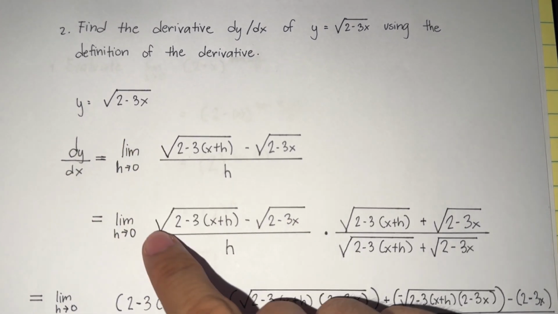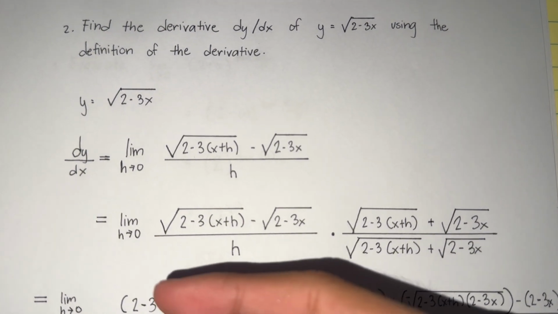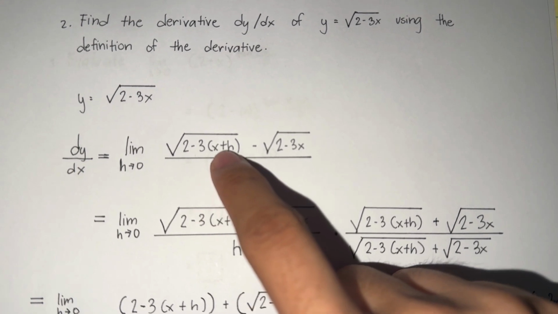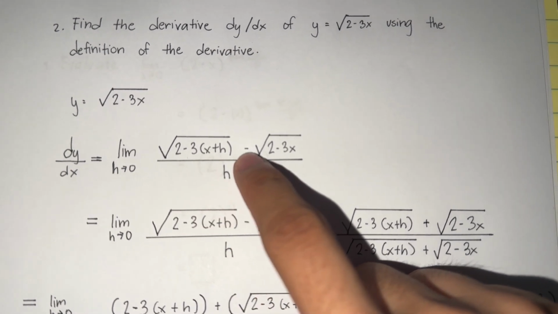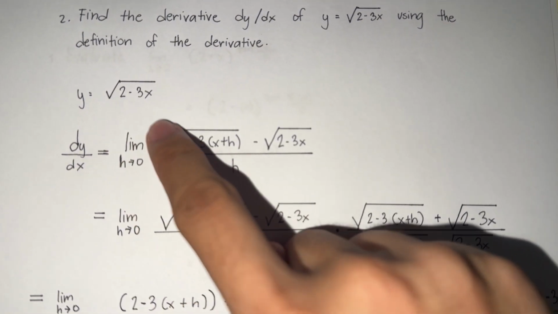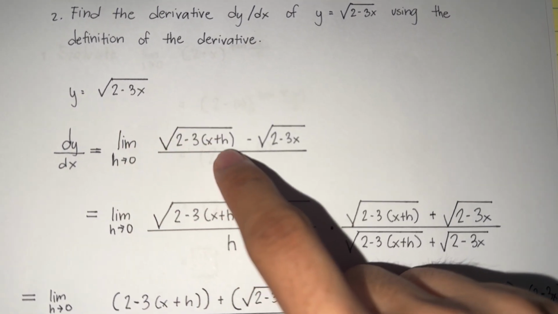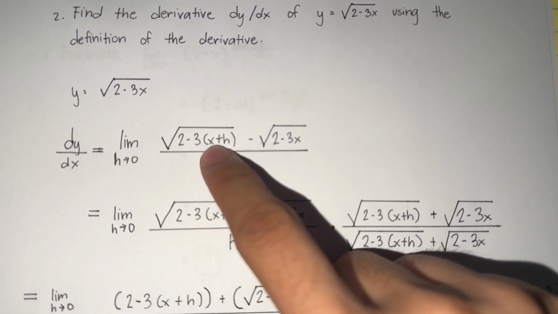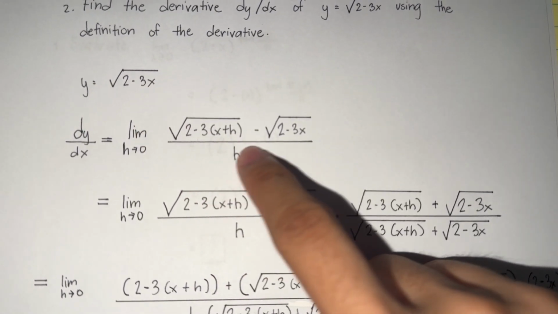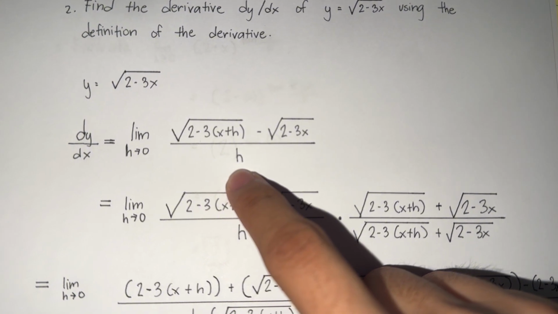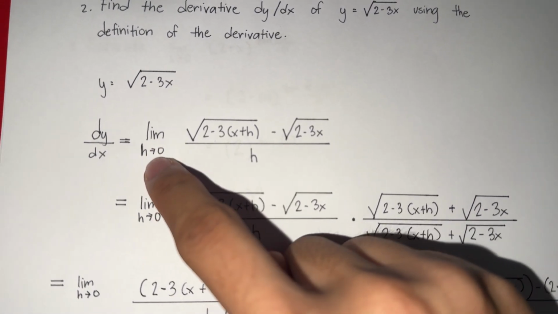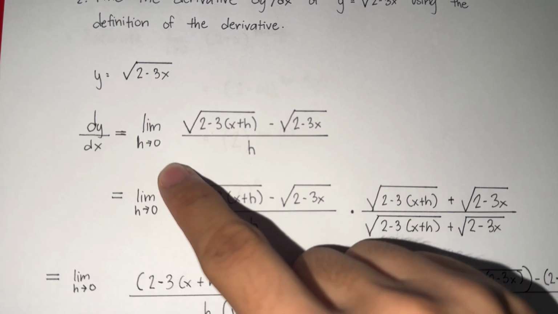Now, the definition of the derivative formula is basically changing the x into x plus h and subtracting the original equation or the original function. So as you can see here, I substituted x with x plus h and I subtracted the original function, all over h. And as you can see here, it is now a limit as h approaches 0.